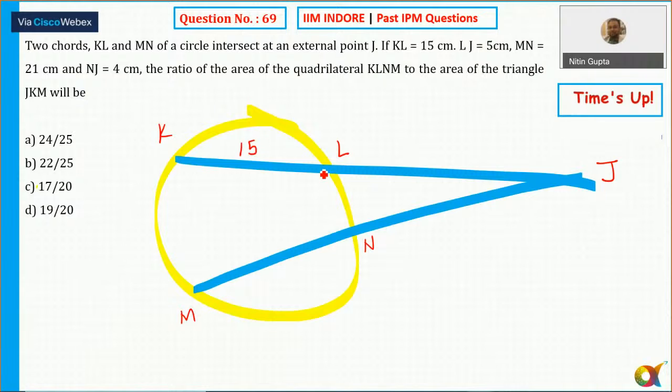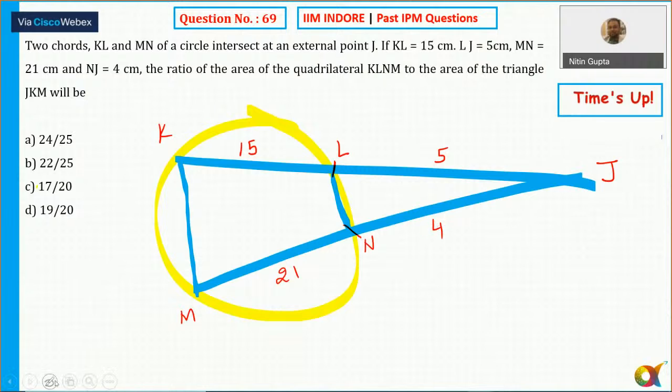So the length of KL is equal to 15. This is the point L. The length of LJ is equal to 5. The figure is not to scale. The length of MN is equal to 21, and the length of NJ is equal to 4. Then the ratio of the area of the quadrilateral KLMN. So there is one quadrilateral which is KLMN, so I can join KLMN like this, to the area of the triangle JKM.